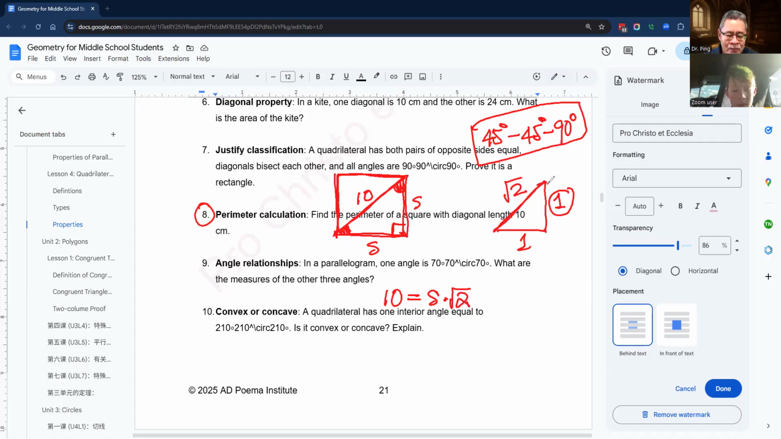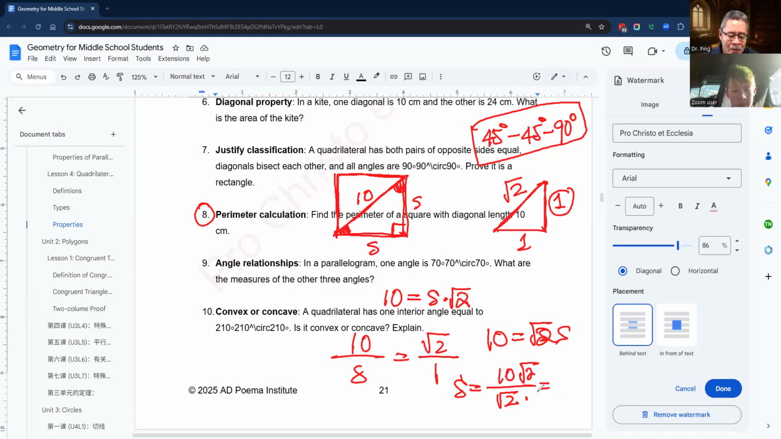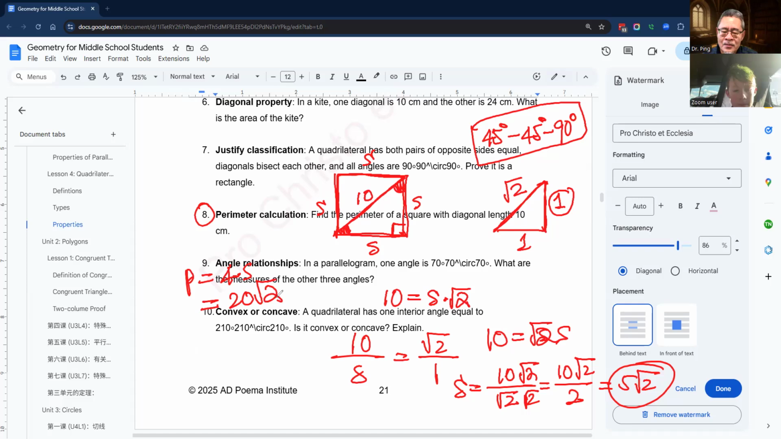Good, because this side over this side is square root 2. So 10 over s is equal to square root 2 over 1. So 10 is s times square root 2, which means s is 10 over square root 2. Then we multiply by square root 2 on top and bottom, and we get 2 on the bottom, 10 square root 2, which is 5 square root 2. That's just one side. We have 4 of those for the perimeter. So the perimeter is 4 times s, which gives us 20 square root 2. Good?